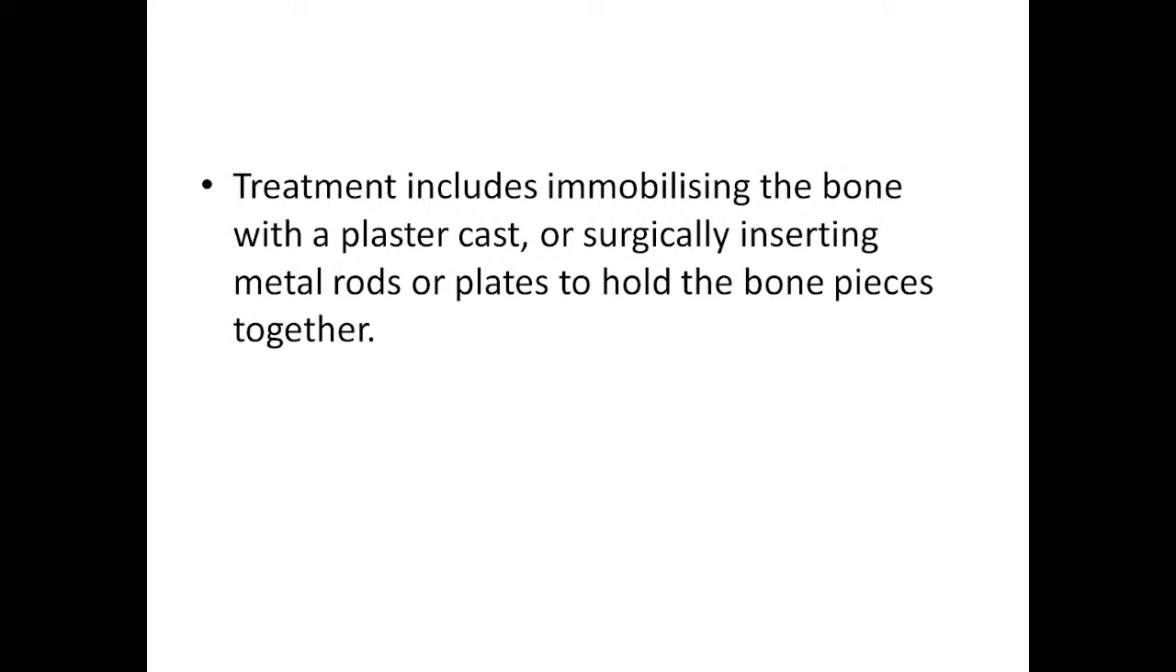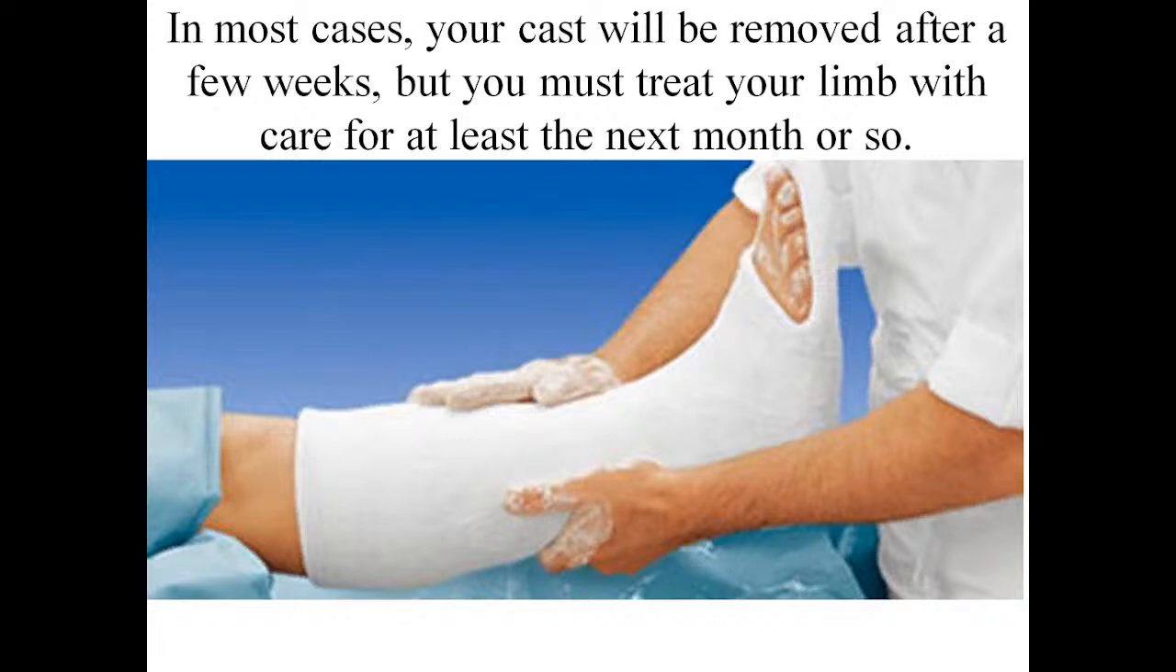Treatment of bone fractures has two steps. Treatment includes immobilizing the bone with a plaster cast, or surgical, inserting metal rods or plates to hold the bone pieces together. The first type of treatment of bone fracture is the conservative method. If your patient has a bone fracture with displacement, at first we can reposition the fragments of the bone. Very often we can make this reposition by hand, reposition and immobilizing.